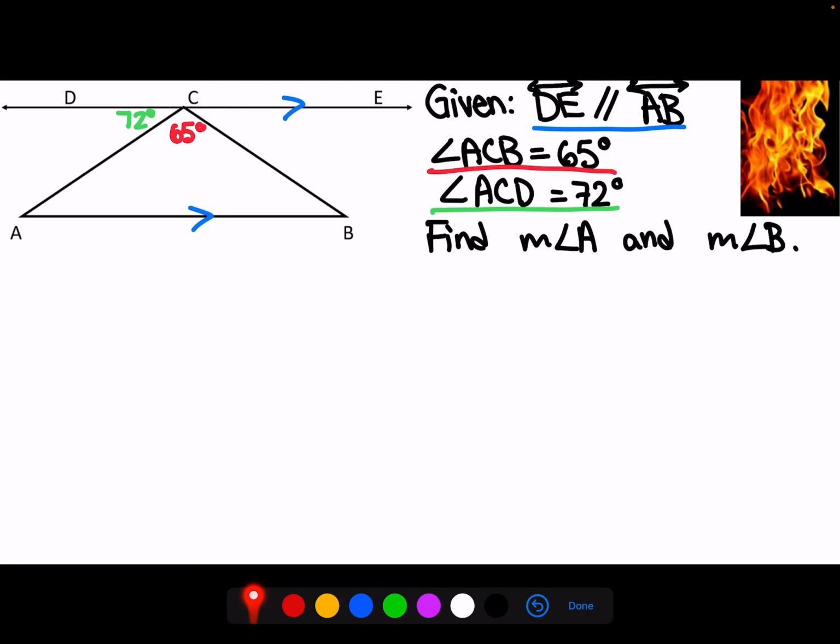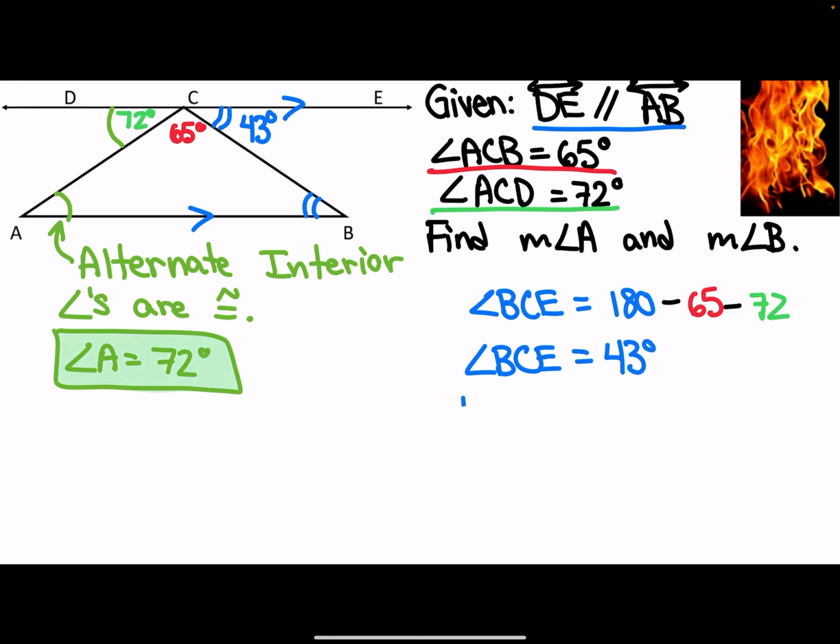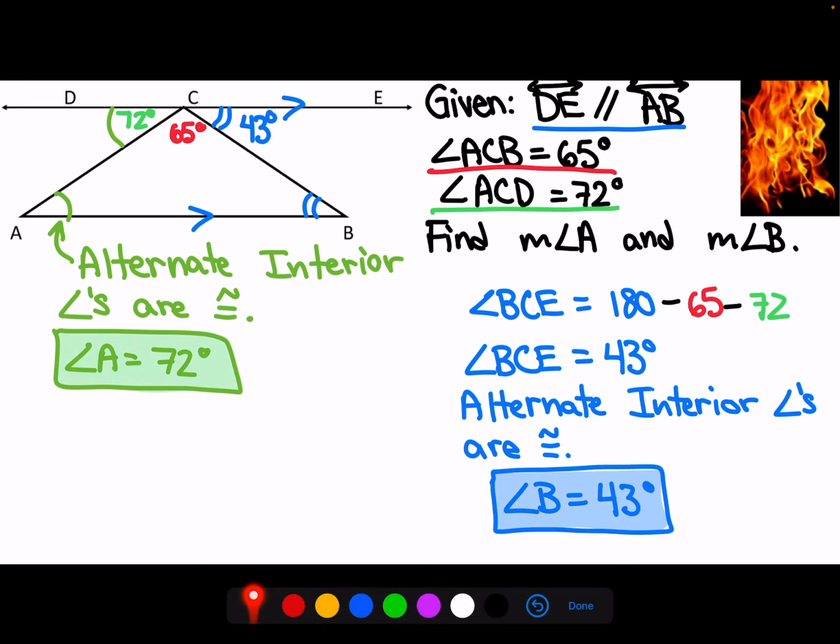So jumping back to Unit 2, we dealt with parallel lines and transversals. So if these lines are parallel, that would make AC a transversal line. And if AC is a transversal line, then I have alternate interior angles because they're on opposite sides of my transversal and they're inside the parallel lines. So therefore, angle A and 72 degrees are going to be the same exact angle. So angle A is 72 degrees.